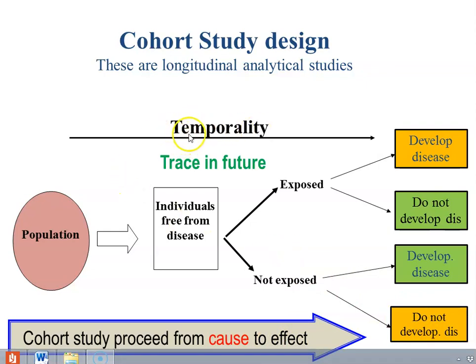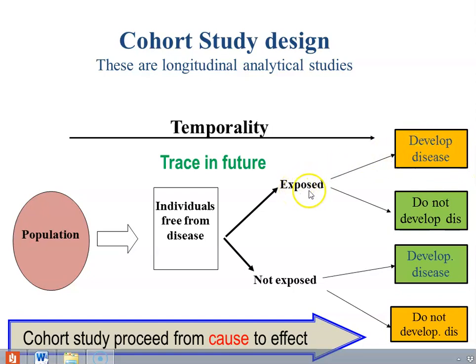Here temporality is written. What does that mean? It means that as the population is under our observation, we can prove that exposure leads to the disease and not the disease leading to the exposure. For example, I am interested in finding the relation between smoking, which is the exposure, a risk factor, and lung cancer, which is the disease.